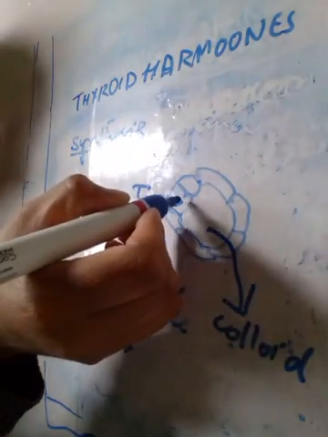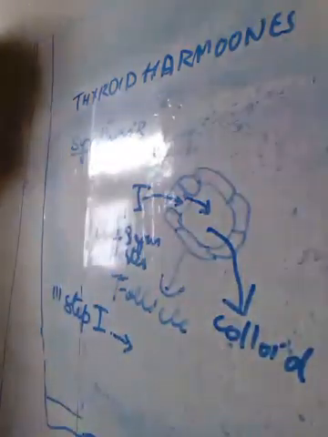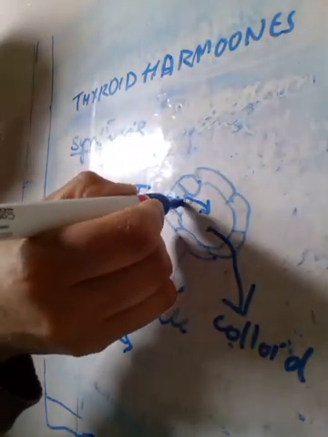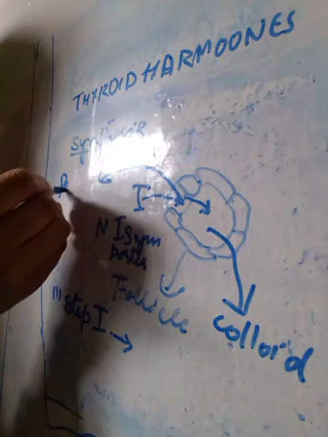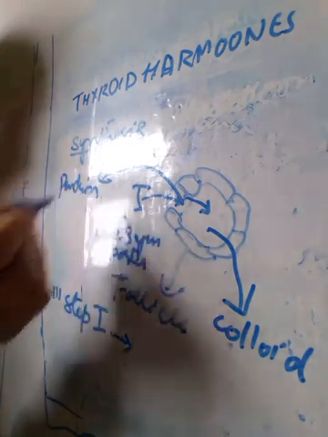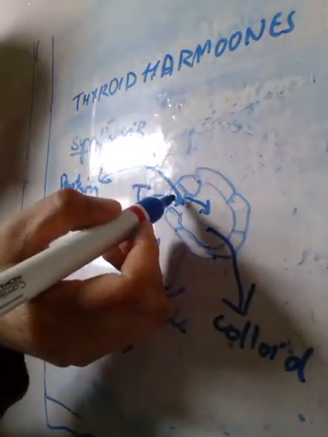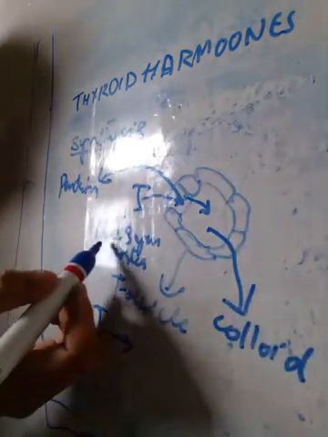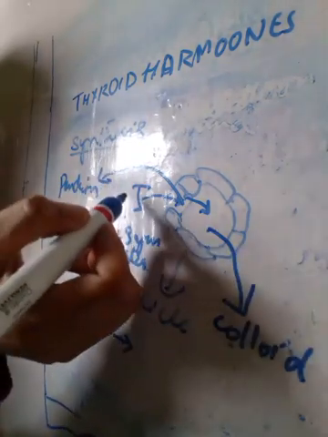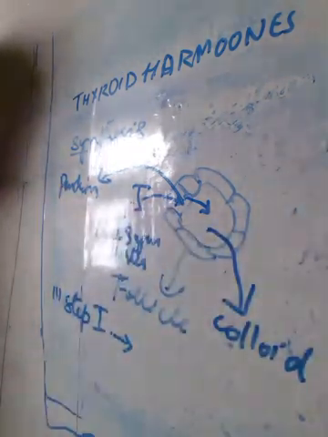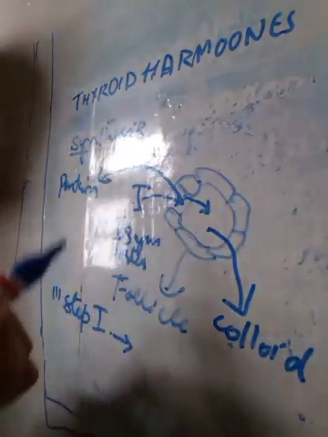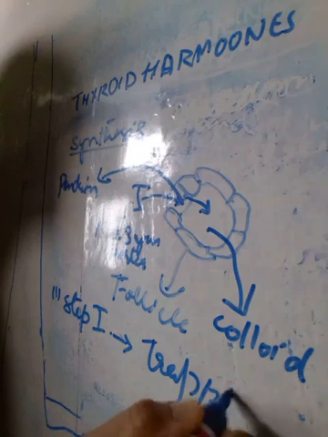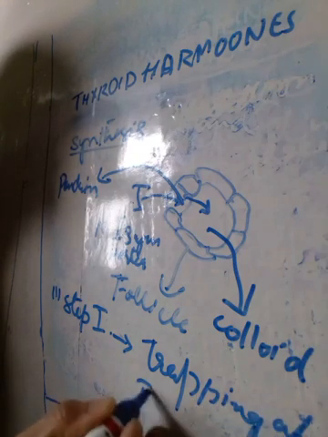This iodine is then transported into the lumen by means of another transporter which we call pendrin. So pendrin transports the iodide from the follicular cells into the lumen, while the sodium iodide symporter transports it from the plasma into the follicular cells. This is the first step of synthesis, trapping of iodide.